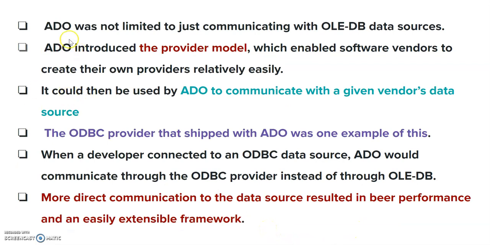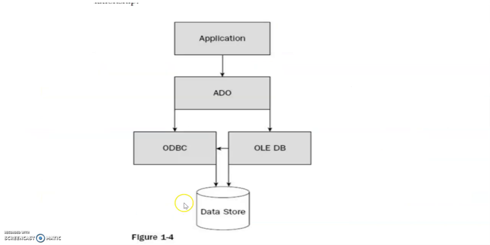So this ADO was not limited to communicating with only an OLEDB data source. It is using a provider model. It can interact directly with any kind of data source. We can see an example where ADO is interacting with the ODBC provider. With this direct communication, ADO is more flexible and has greater performance.